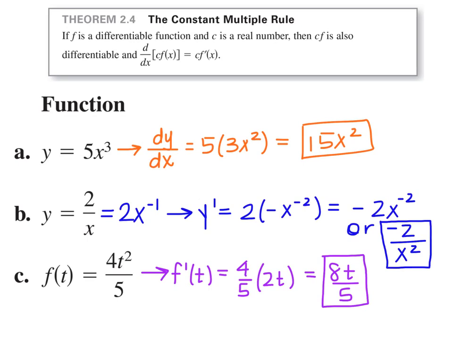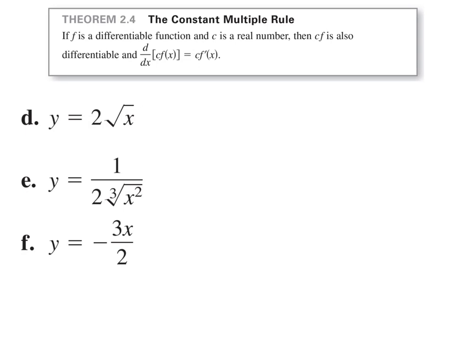My third function here, I have f of t is equal to 4/5 t squared, so that 4/5 is going to be my constant. I'm going to take the derivative of my t squared, I get 2t, so 8t over 5 is going to be the derivative of f of t.